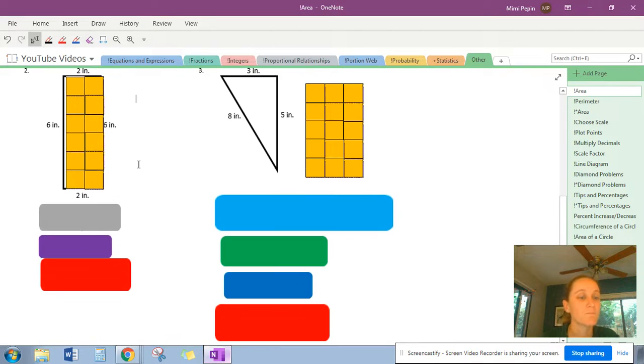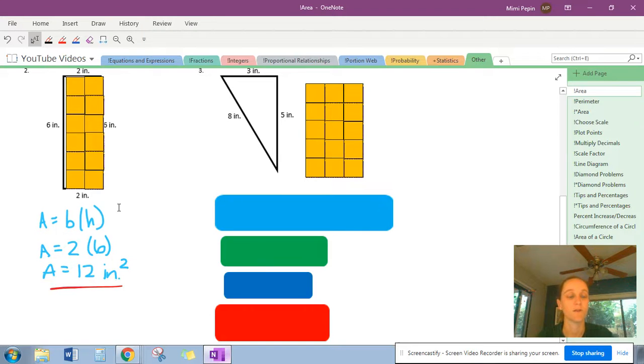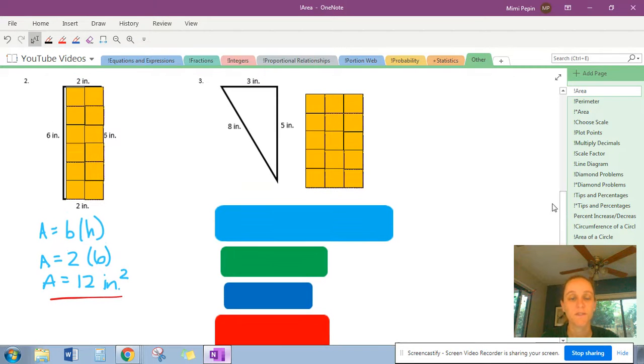I can see that I have 12 Cheez-Its, or if I wanted to use the formula, I could see that it's 2 inches times 6 inches, and that would give me 12 square inches. I know it goes 2 across because it's 2 inches, and then it's 6 high because it's 6 inches here.